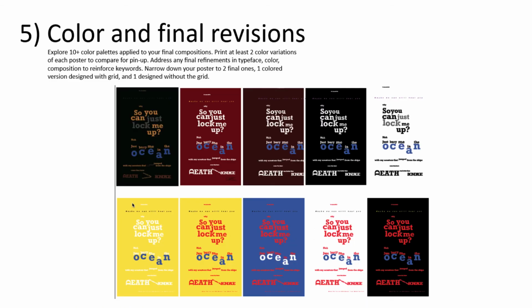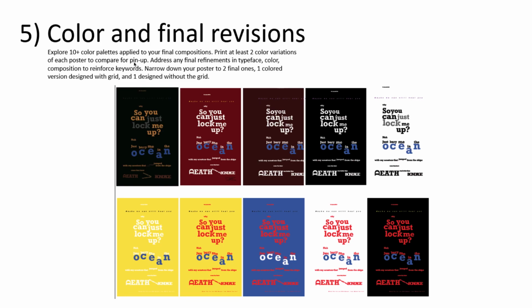Okay, and step 5, color and final revisions. Explore 10 or more color palettes applied to your final compositions. Post at least 2 color variations of each poster to compare for pinup. Address any final refinements in typeface and color composition to reinforce keywords. Narrow down your poster to 2 final ones: 1 color version designed with the grid, and one designed without the grid.